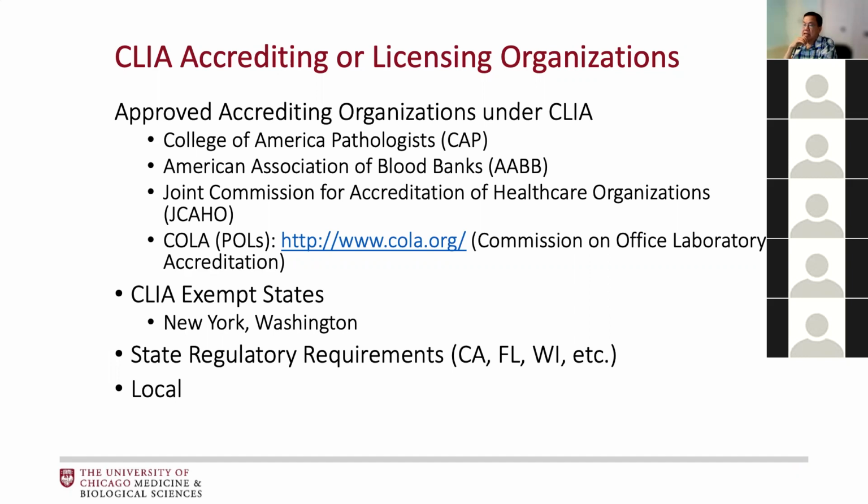And then there are states where the state will come and inspect on behalf of CLIA. So they are called CLIA exempt states, because like New York State or Washington State, they do their own inspection. So they are actually at a higher standard. CLIA is sort of like, if any state inspection has a higher standard, then they exceed the CLIA expectation. So they are called CLIA exempt states. And some states have extra regulatory requirements like California, Florida, Wisconsin. And there are also some other local bodies that can do it.